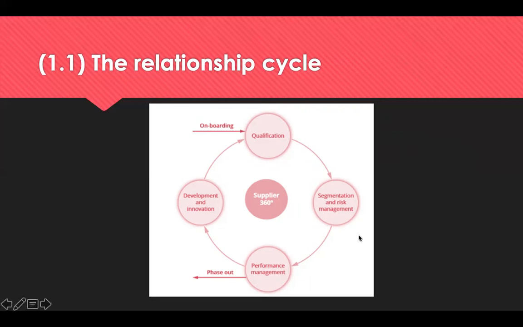So you can see here the cycle starts with that relationship, onboarding them and qualifying them. Then you'll segment them to see which ones are the most strategic and which ones give you the greatest level of risk. You'll manage them using KPIs, I guess, in the performance management phase, and you'll either phase them out or you'll go back around the cycle to develop and innovate.